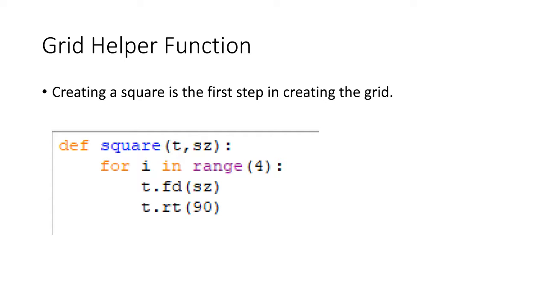So first, what I did was create the square, and this is the first step in creating the grid because a grid is just made up of squares. So we have for i in range 4. It moves forward with whatever size we call it, and it makes a 90-degree turn. And doing this 4 times will get you a square.